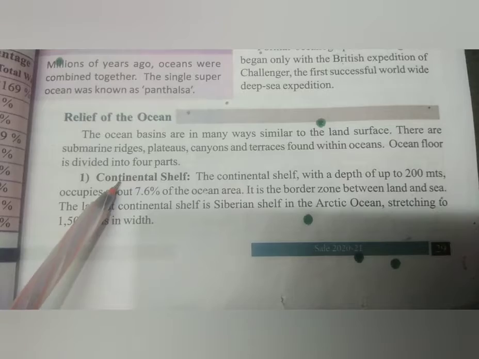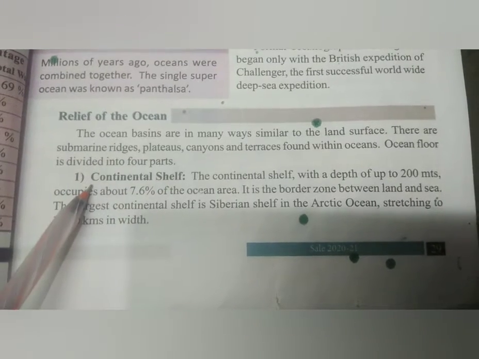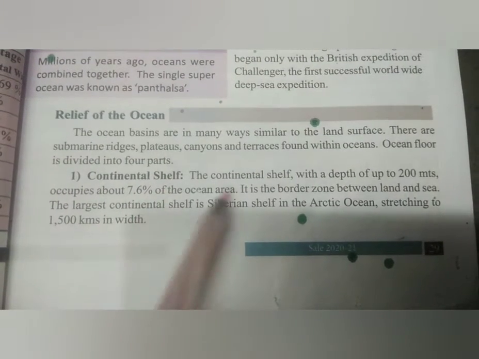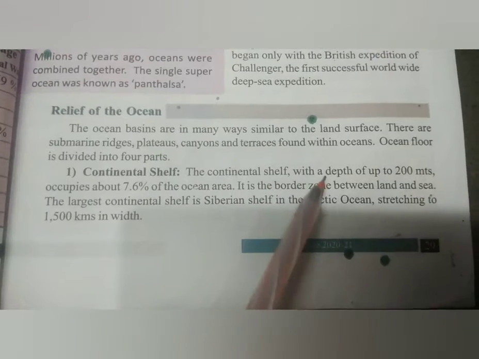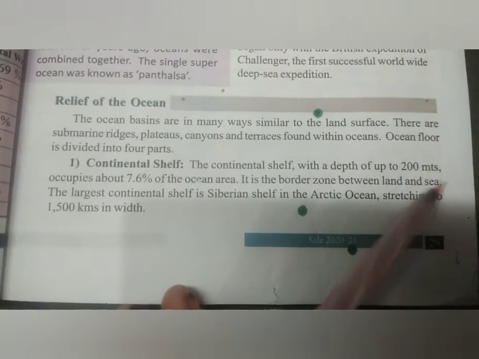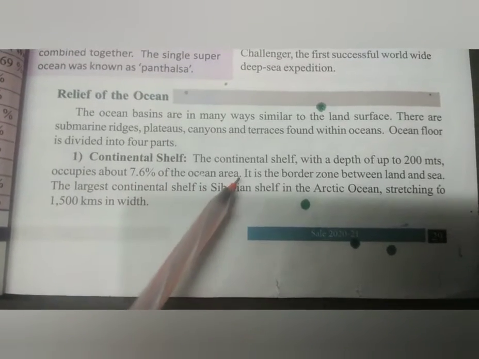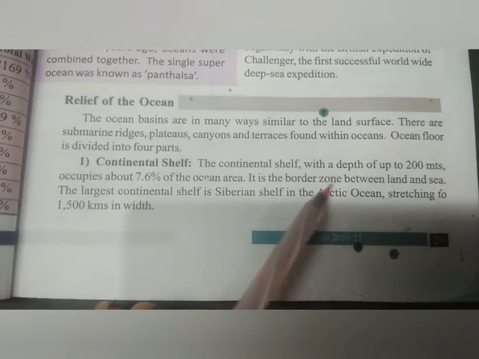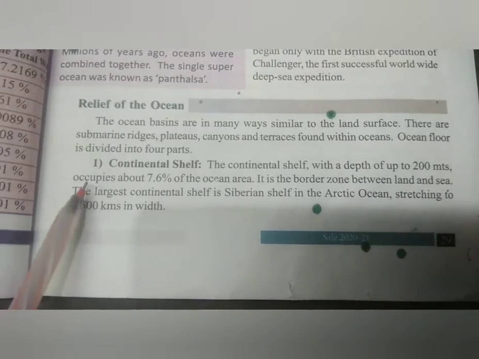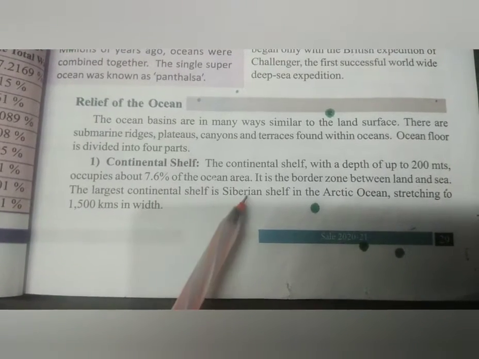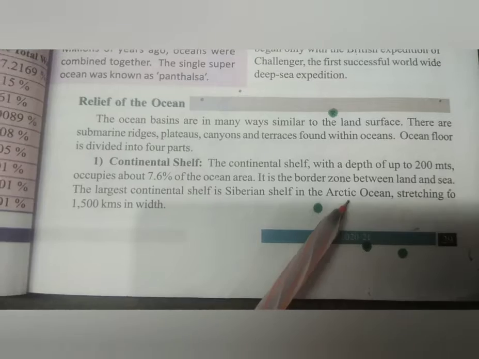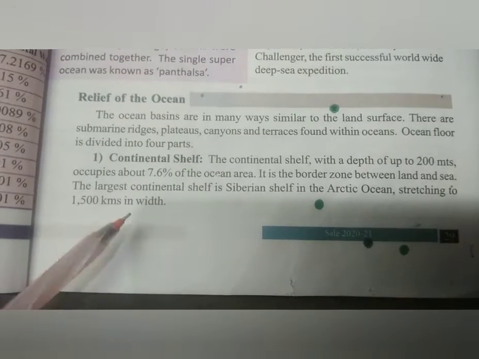The first one is the continental shelf. The continental shelf, with a depth of up to 200 meters, occupies about 7.6% of the ocean area. It is the bordering zone between land and sea. The largest continental shelf is the Siberian Shelf in the Arctic Ocean, stretching to 1500 km.